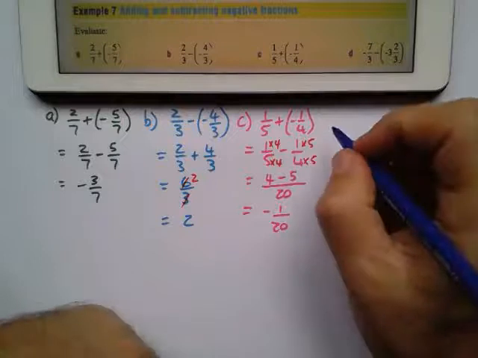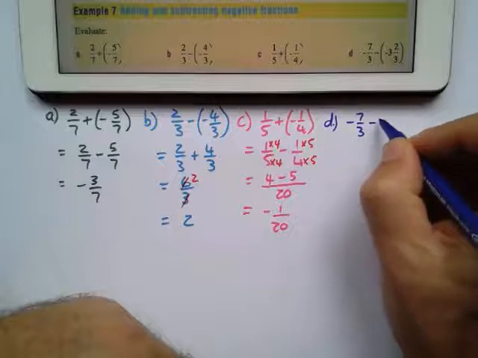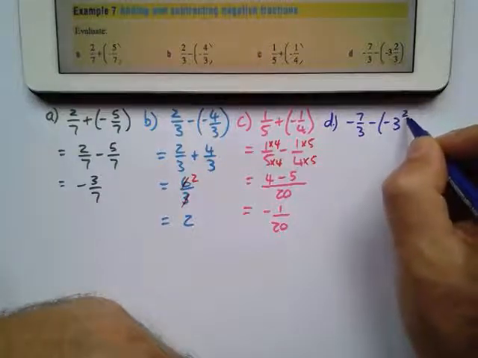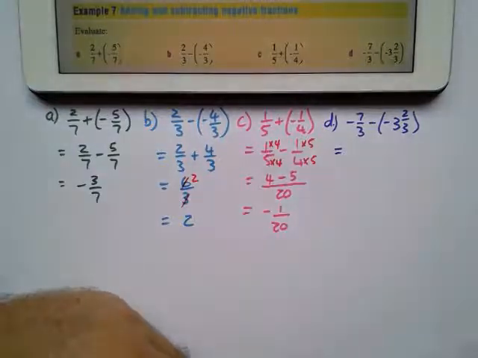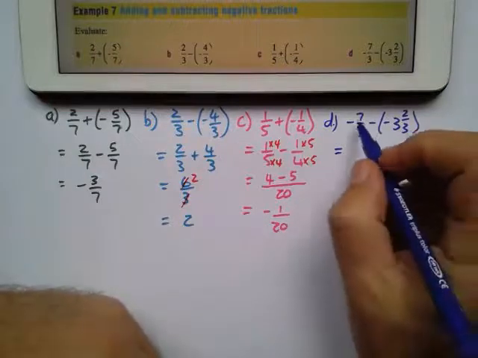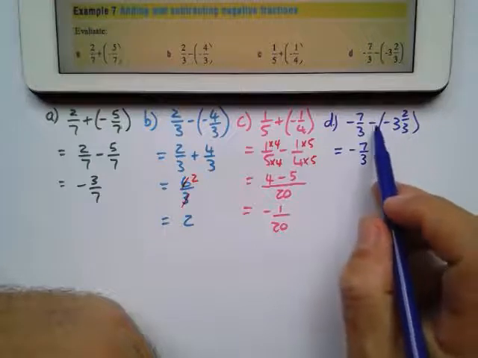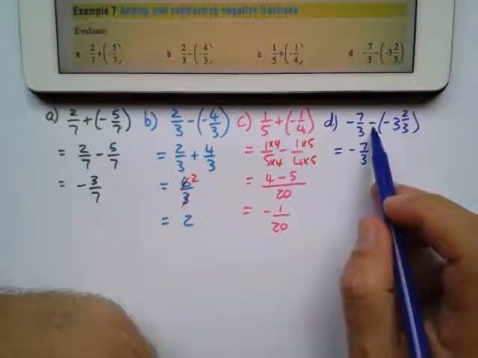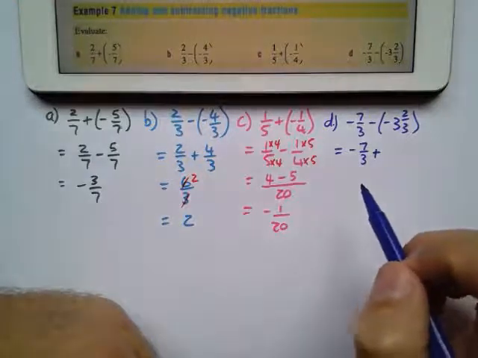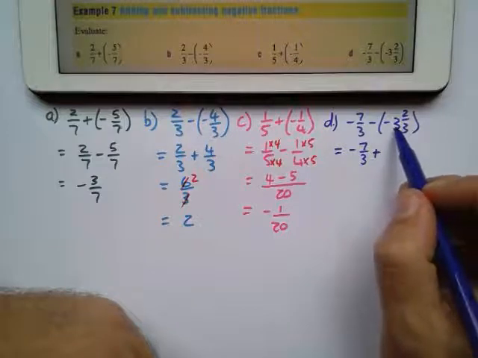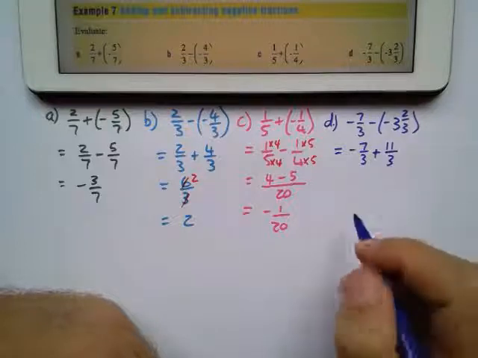Last example. Negative 7 over 3, take away negative 3 and 2/3. Alright, that looks like a horror story with all the signs and different fractions. I'm just going to say that is negative 7 over 3. Negative times a negative, because I don't like two signs next to each other. A negative times a negative is positive. And I'm going to rewrite this as an improper fraction. So I'm going to say 3 times 3 is 9. 9 plus 2 is 11 over 3.